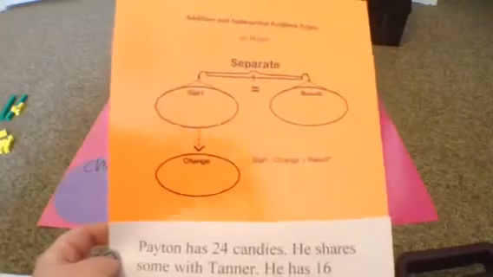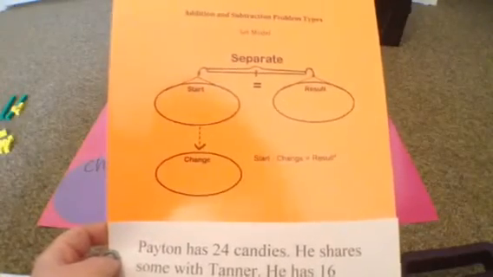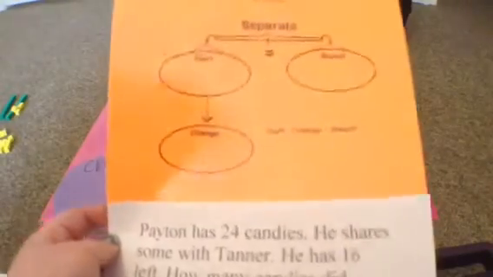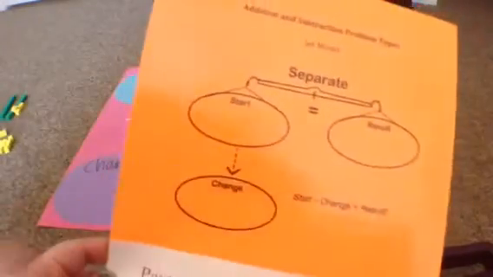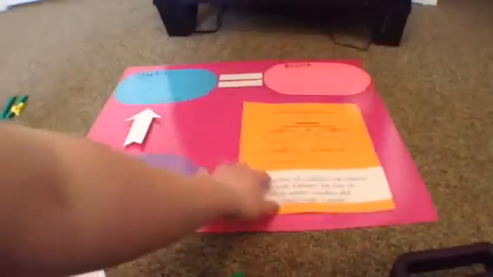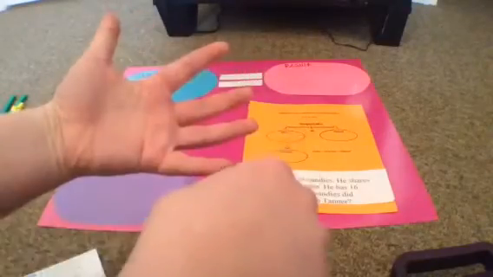So you can see our separating model has a start, a change, and a result also. But the arrow points down towards the change this time, because we are going to start with an amount and then we're going to take some away.